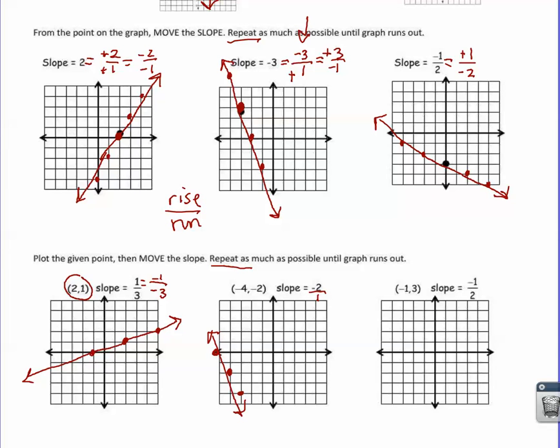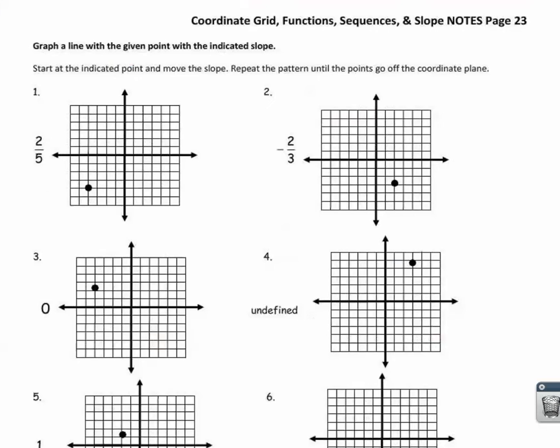Pause the video, try the third example. Check your answers, ask your teacher if you have any questions. Now let's look at some more practice. On the next page, the directions say, start at the indicated point and move the slope. Repeat the pattern until you go off the coordinate grid.